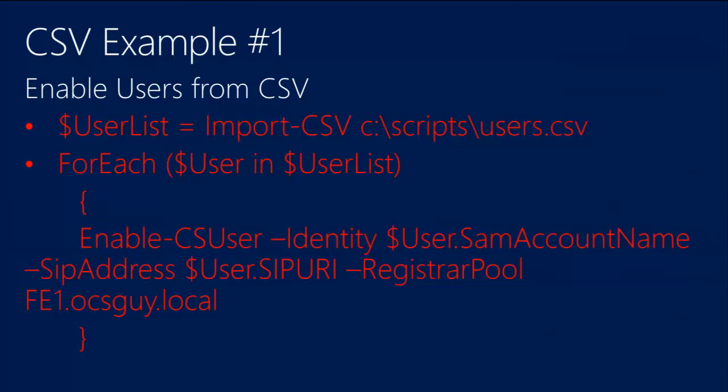Now, if we want it to dynamically have that registrar pool pulled in from a CSV as well, if we have a multi-pool environment, then we could either add it to the list, or we could do any number of other things, like say, we're going to send one to this server, one to this server, however we want to do it. But if it's in the CSV, we could do registrar pool equals $user.RegistrarPool, and it would put the folks on the right pool. And this is really helpful when you're moving users around as well.